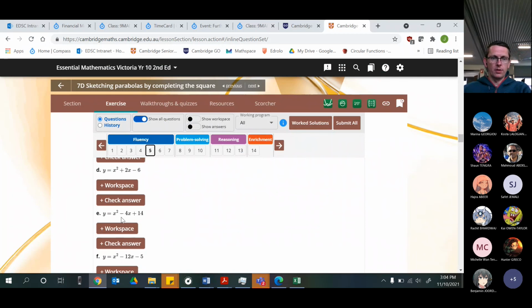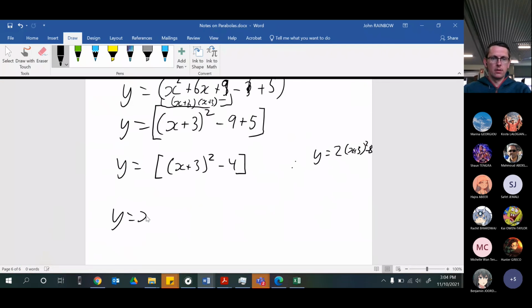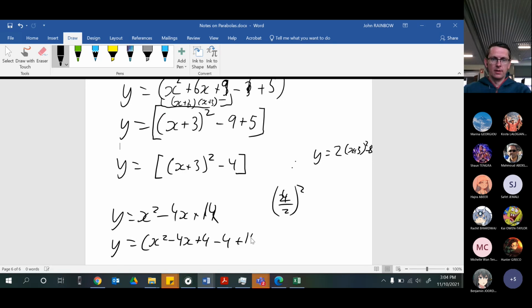I'm just going to do one more for you. Let's do x squared minus 4x plus 14. Remember, you can include this in the brackets or you don't have to. Again, I halve that and square it. So it's going to be y equals bracket x squared minus 4x. Half of that, squared, would be 2. So I'm going 4 divided by 2 and then squaring it, which is 2 squared, which is 4. It's going to be plus 4 minus 4 plus 14.